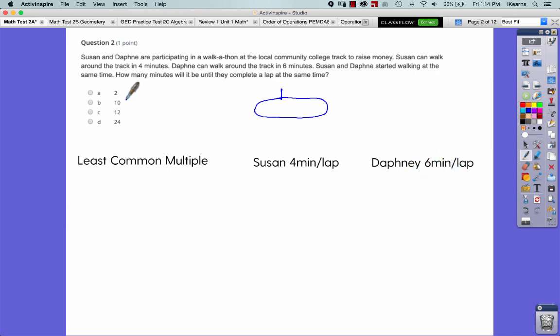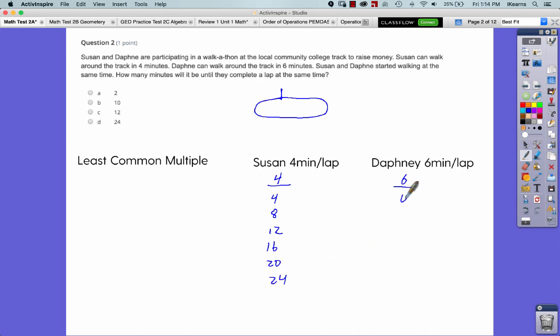So if you look at our answer choices, 2, 10, 12, and 24, use these to guide your thinking. Okay, and so least common multiple, we want to see when these numbers, 4 and 6, will fit into these numbers. So the way you go about doing it is you just start counting by 4s. And over here, you're going to count by 6s. So if we count by 4, we'll go 4, 8, 12, 16, 20, 24. That's probably as far as we need to go.